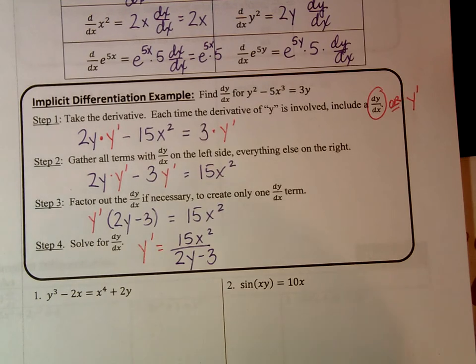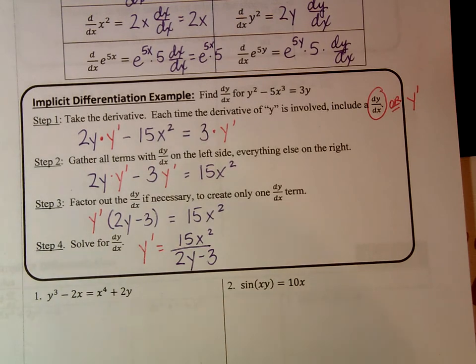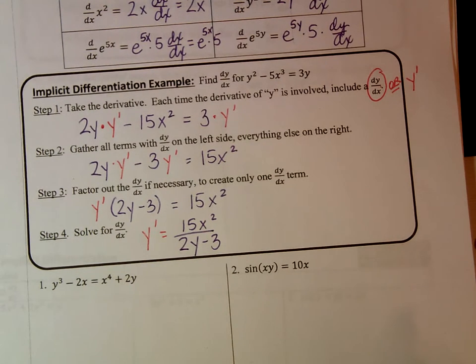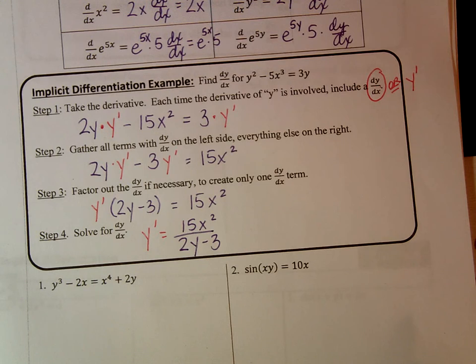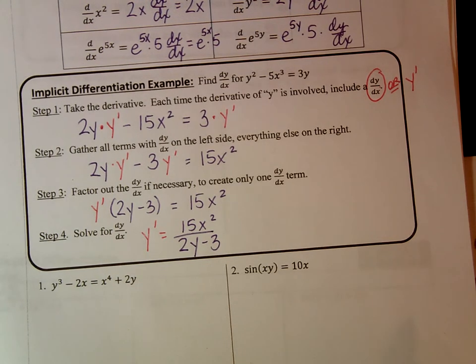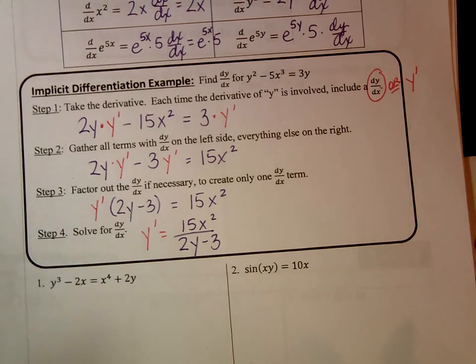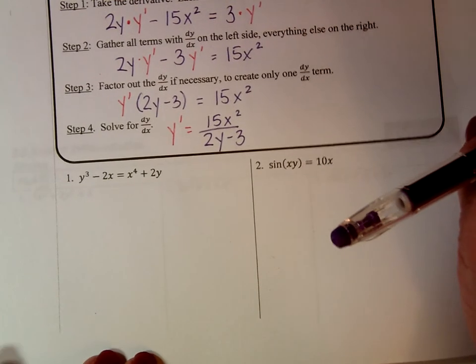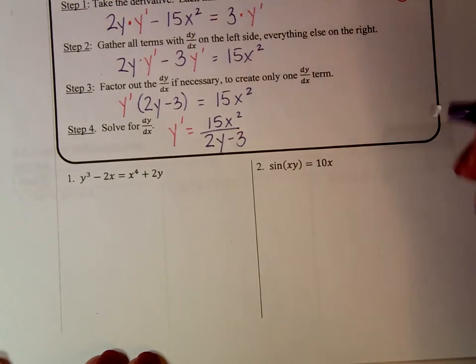So for now, you're going to be taking derivatives, and anytime you take the derivative of something other than x, it's going to be a y. You're going to say y prime, or you're going to call it dy over dx, whichever you choose. And then get that dy over dx, y prime on the left, everybody else on the right, solve for y prime, and there you go. That's implicit. It's kind of nice because it gives you a set of steps to be able to get there. So let's try a couple.